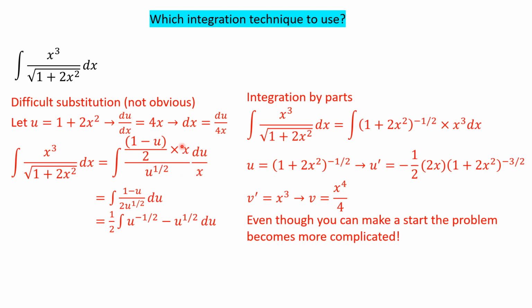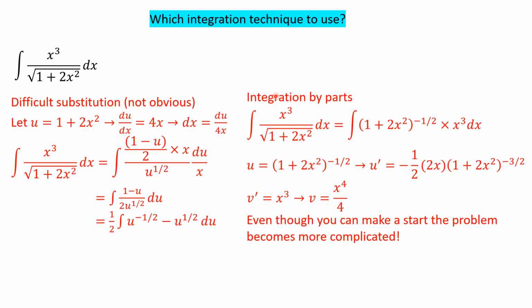So now you can cancel out the x, and then you simplify the expression here. And don't forget, I missed the 4 somewhere here. So that should be 1 over 8, I think. So now you need to split this up into 2 terms. So now you can integrate it.